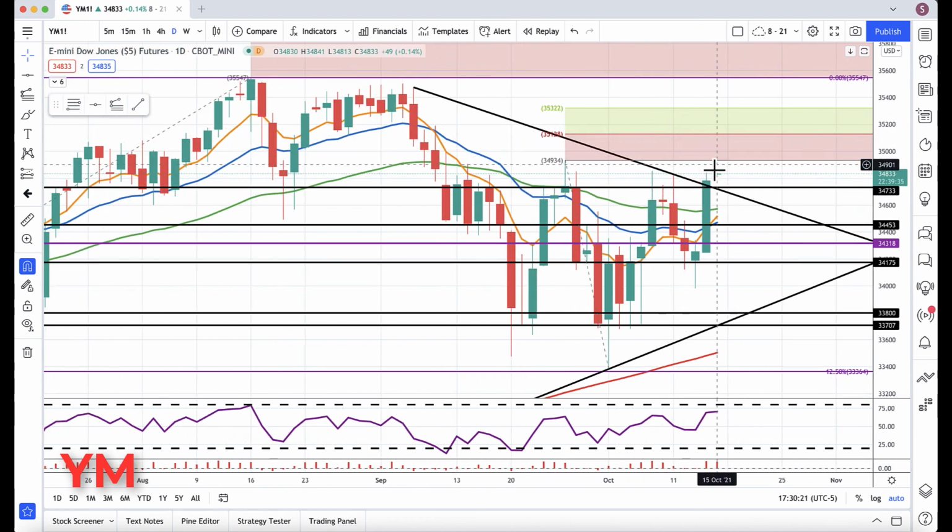But if you get a close above this key 34,934, we're into a really nice clear path move with an eventual target being upward of about 35,421.